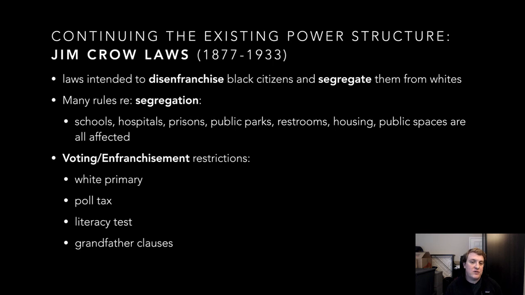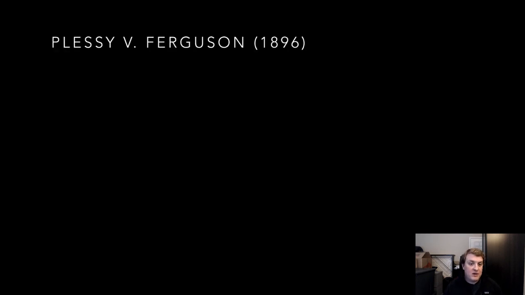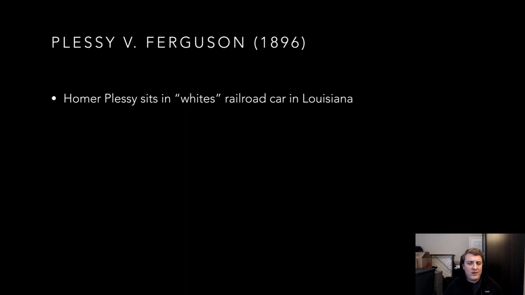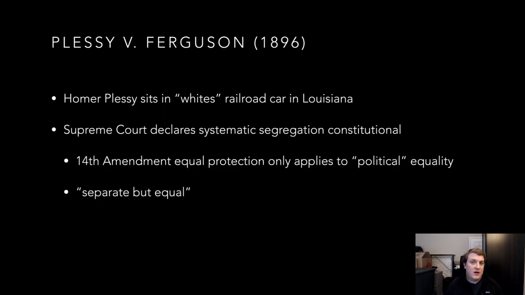A number of other changes are worth highlighting through this era. So Plessy v. Ferguson is a canonical case to talk about. And in fact, this goes before the Supreme Court, and it's relatively simple on the facts. So Homer Plessy, who is not white, sits in a whites-only railroad car in Louisiana. And the Supreme Court effectively declares systematic segregation constitutional. That is, the 14th Amendment's application only applies to what we discuss as political equality, so voting and these other institutions and interactions with the government.